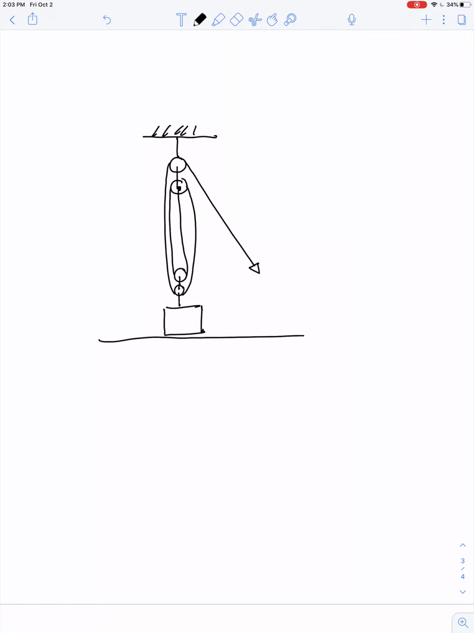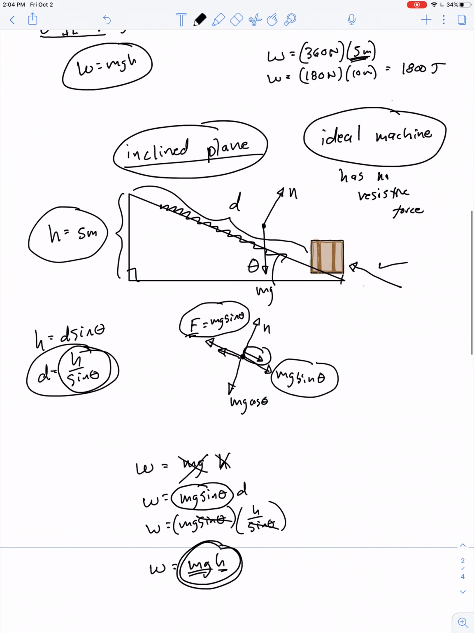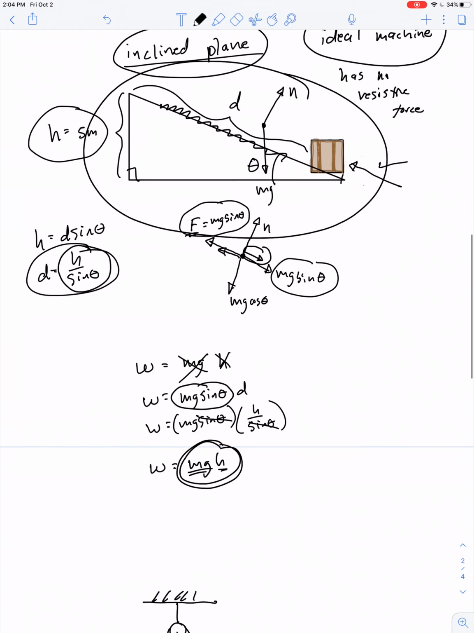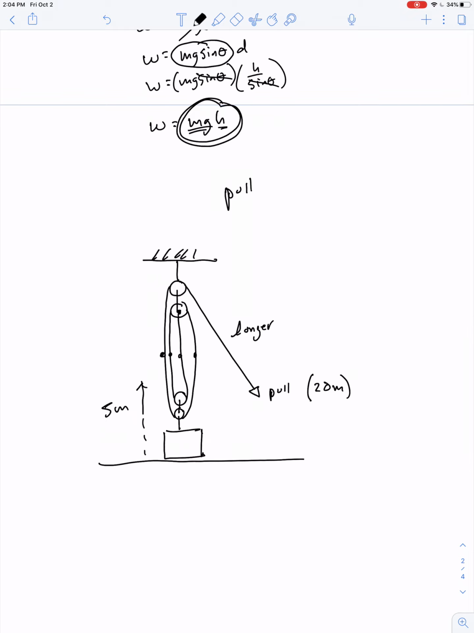Now, instead of lifting the object from below, you can pull on this rope, and what's going to happen? As this one segment of rope gets longer, 1, 2, 3, 4 segments of rope are going to get shorter here. So if you were to pull, for example, a total of 20 meters of rope through your hands, then the distance this block would lift would be the 5 meters that we're trying to lift it to get the same amount of work done as the inclined plane or the direct lift from beneath. So a pulley system is a second example of a type of simple machine.